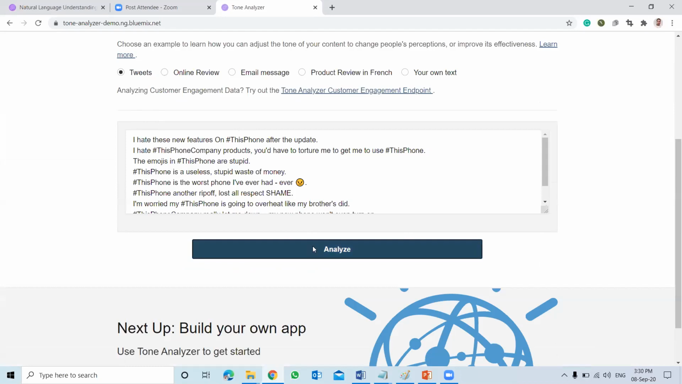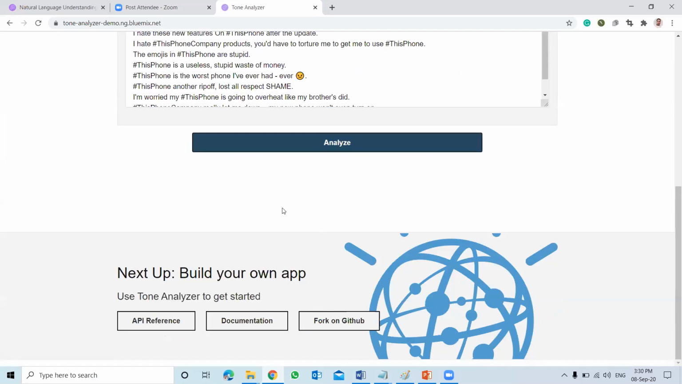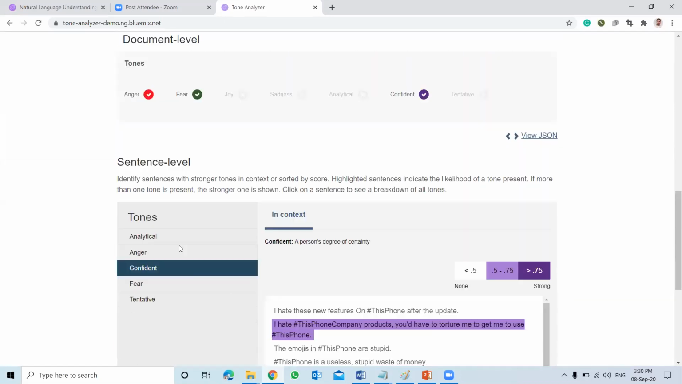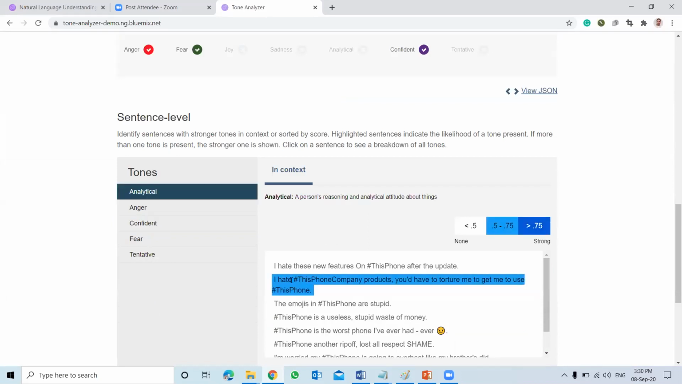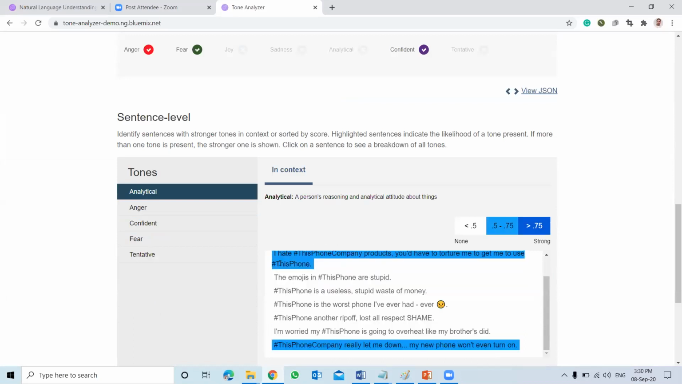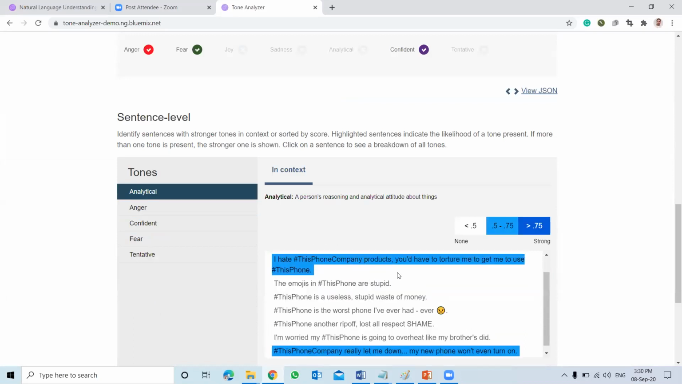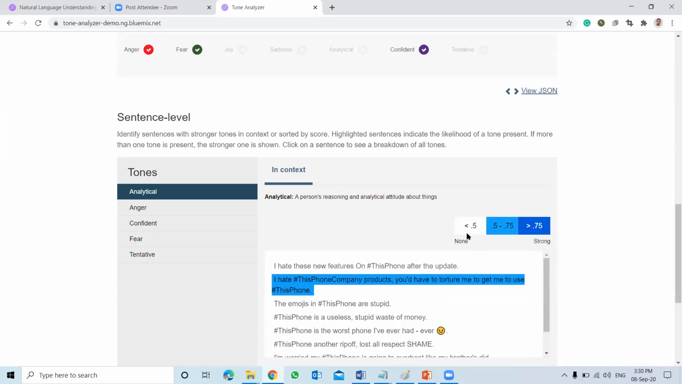When I click on analyze, now in the whole database we are having these tones. Tone means we got analytical, anger, confident, fear, and tentative. If you talk about analytical, in this keyword we have analytics like this. So what is the level of percentage? If that is less than 50%, we have this color; 50 to 75, we have this; and more than that, we have this color.